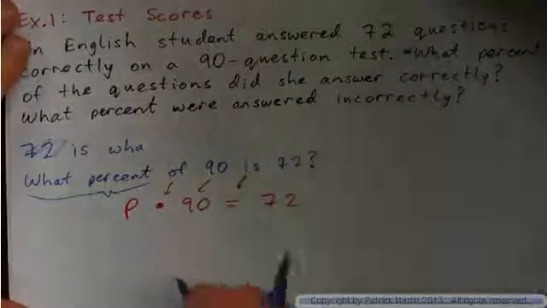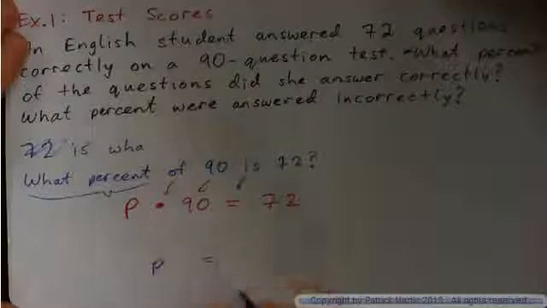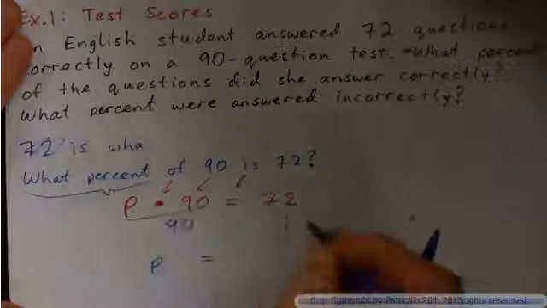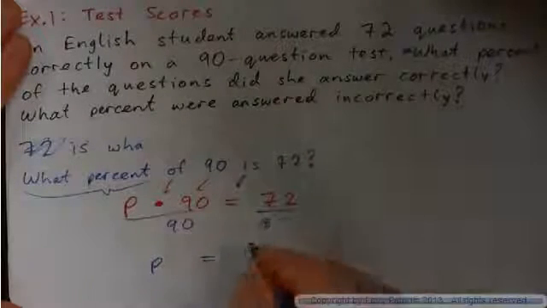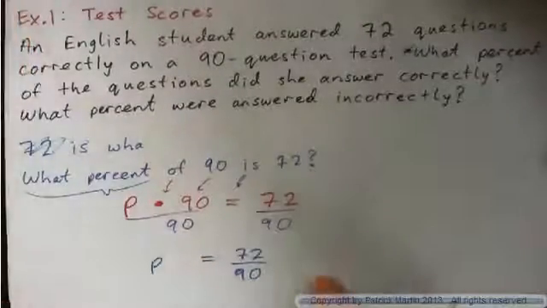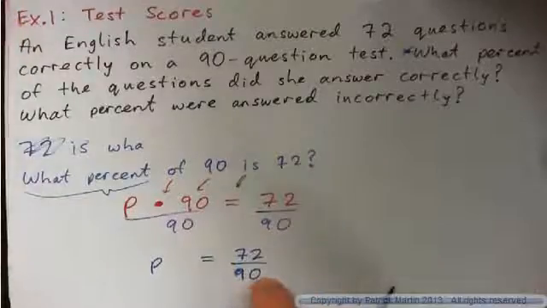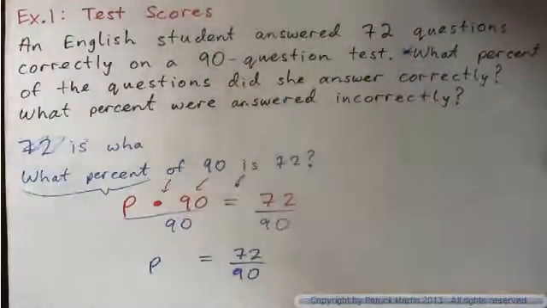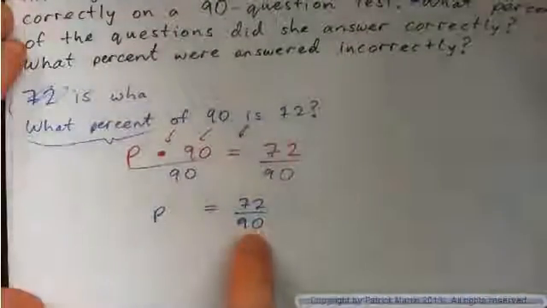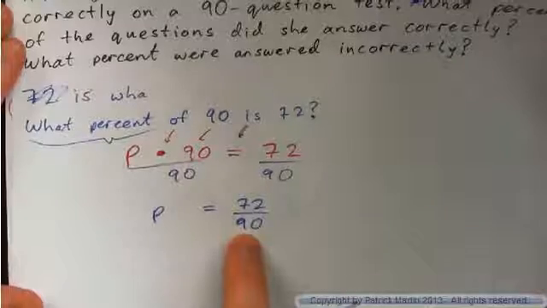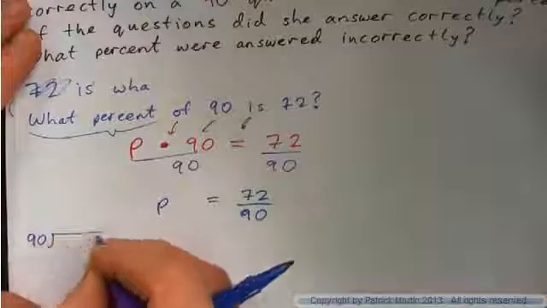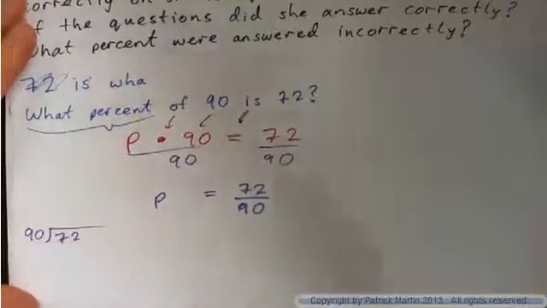Or to get the P by itself, P is multiplied by 90, so you need to divide by 90 on both sides, right? So the percentage is 72 over 90. And like I said, some of you guys like to just come up with this fraction right away. That's fine. 72 out of 90 is what you got. That's her score. What's that as a percentage? Well, you've got to turn this into a percentage, right? So we can go 90 into 72 and see what you get.